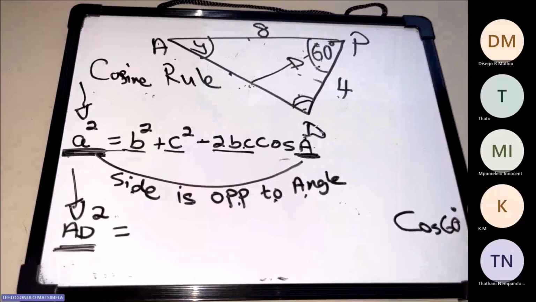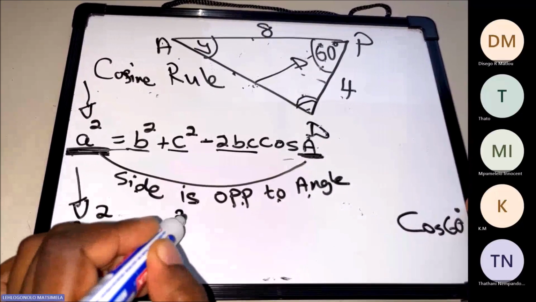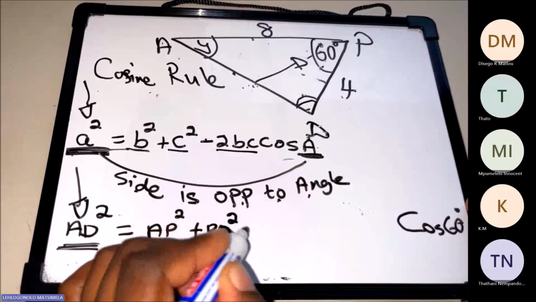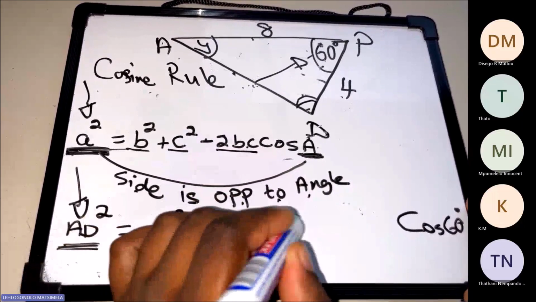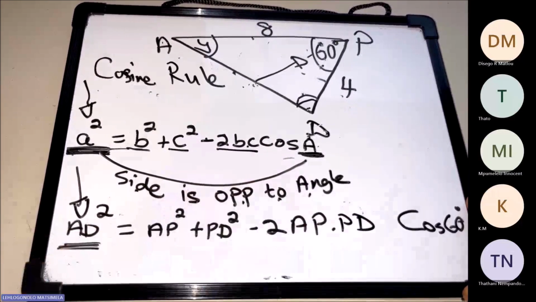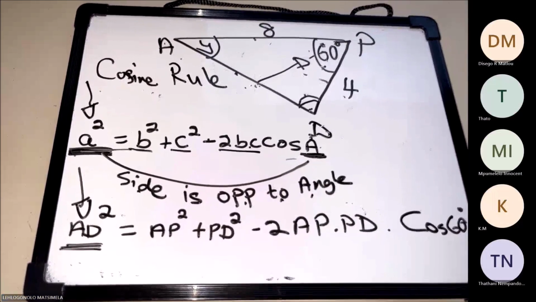Then let's choose which one is B. B is AP. Then I will say AP to the power of 2 plus, then C is PD, PD to the power of 2 minus 2 of AP multiplied by PD, then multiplied by cos 60. This is the formula. Then we go to substitution.